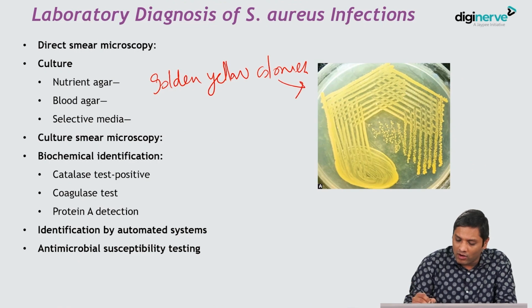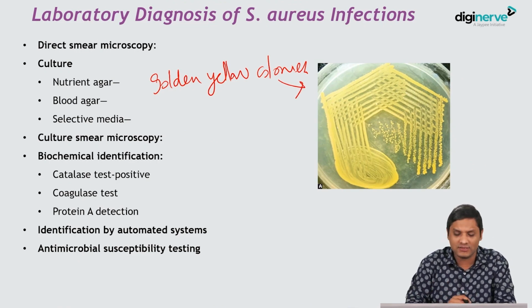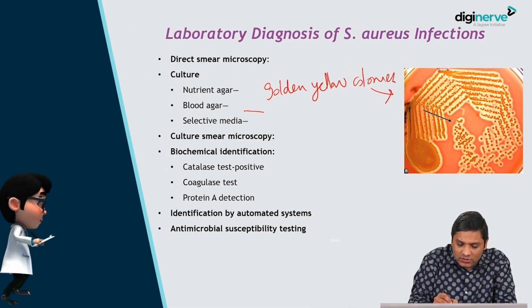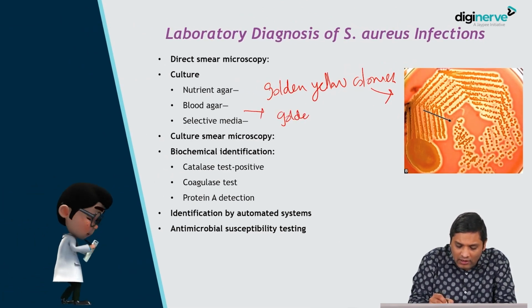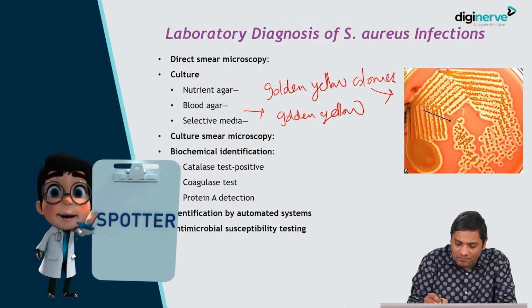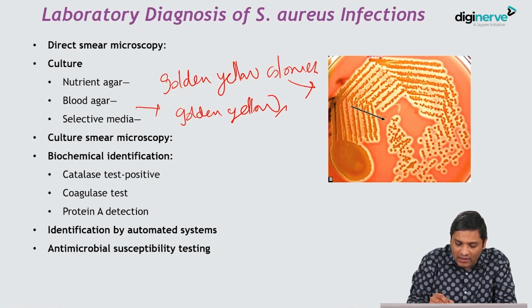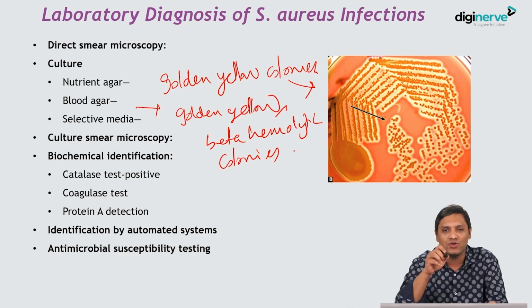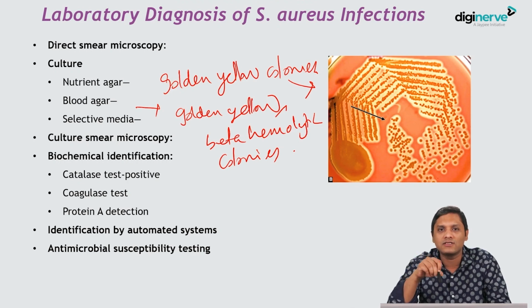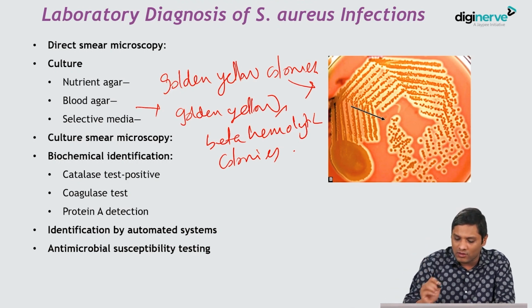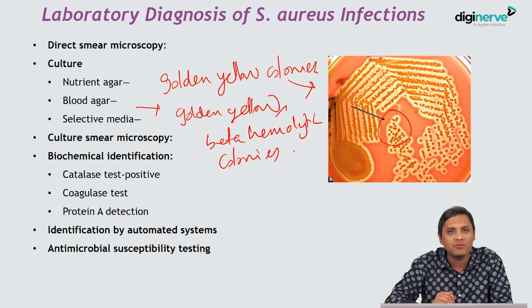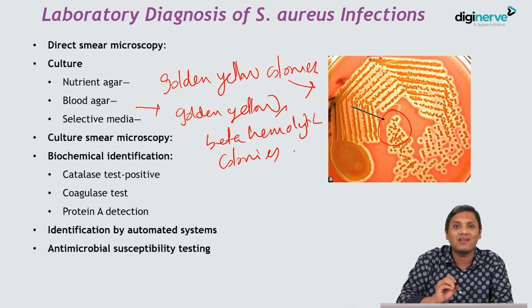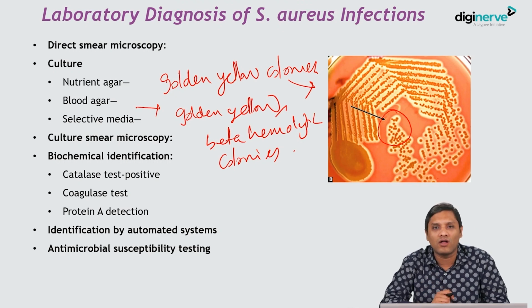Golden yellow colonies on nutrient agar, hence the name aureus. On blood agar it will also look golden yellow, with beta hemolytic colonies, complete hemolysis. You will get a zone of hemolysis surrounding the staphylococcal colonies. This is called beta hemolytic colonies, and the colonies are a little larger than streptococcal colonies.